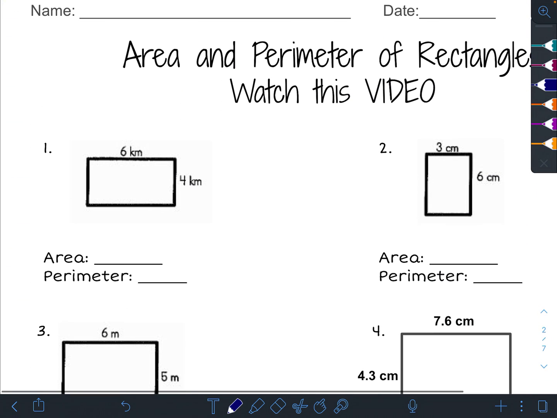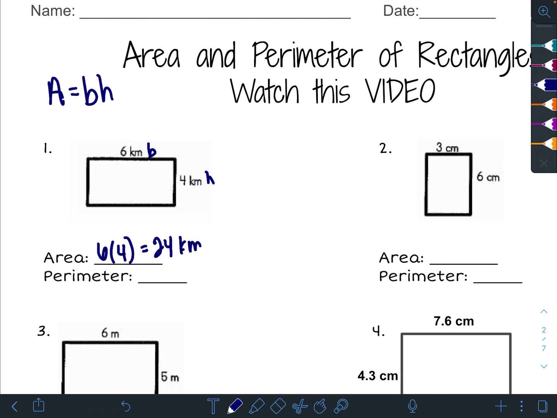So if we have this first rectangle here, I know that my formula is A equals BH. So in a sense, this would be my base and this would be my height. To find my area, I'm basically doing 6 times 4, which gives me 24. And since it is area, it's going to be kilometers squared. Now, since it's a rectangle, if this side is 6, then this side is also 6. If this is 4, then this side is also 4.